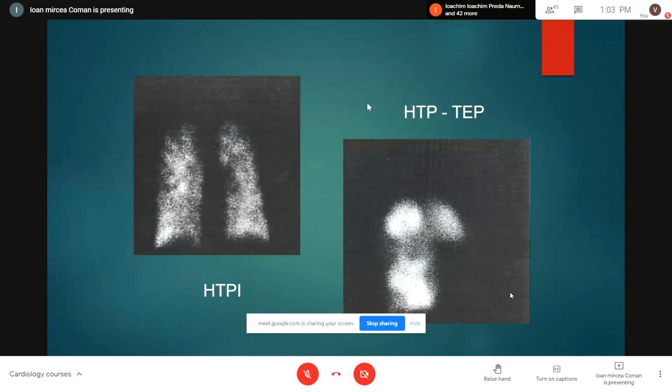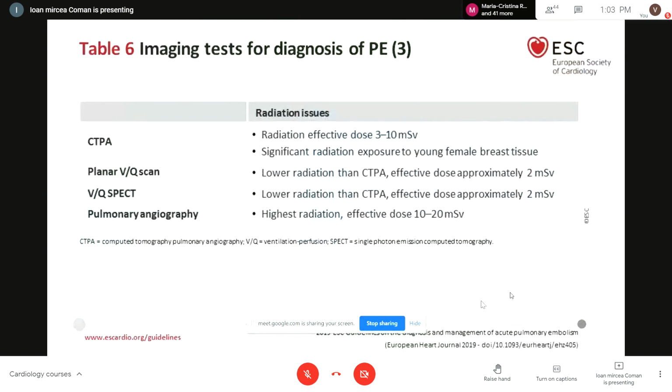These are some images, as you see here. This is a case with pulmonary hypertension due to other conditions, with some little perfusion ventilation defects, while here you have a whole lobar area which is lacking, yes. So it's a huge thromboembolic event.